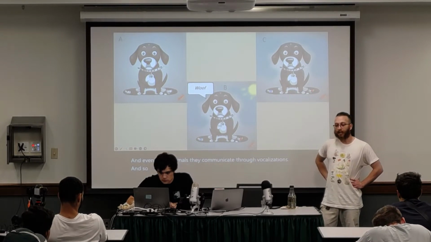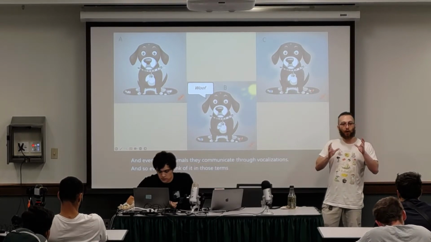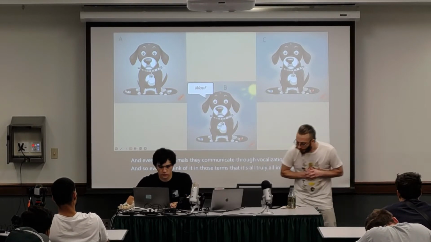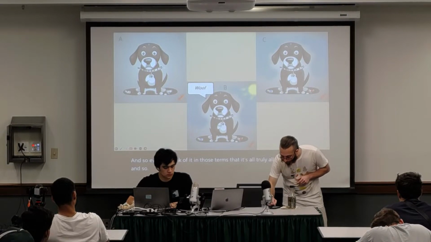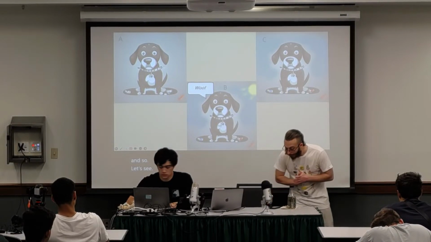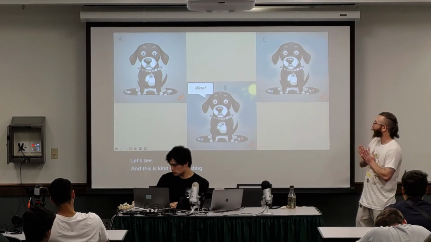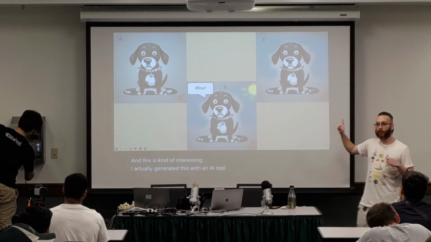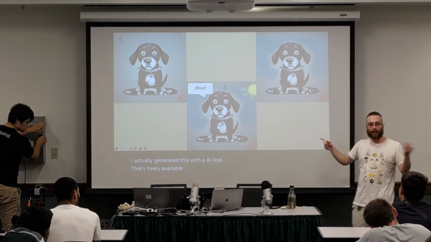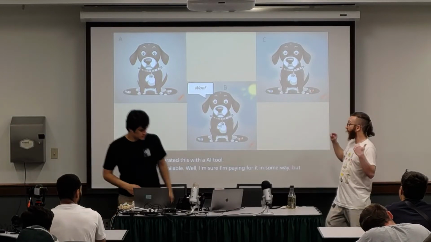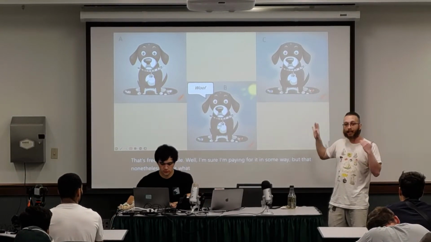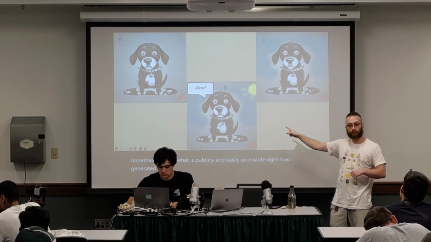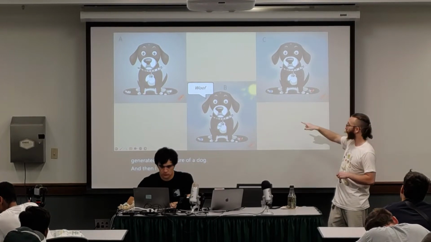And so even to think of it in those terms, that it's truly all information. And this is kind of interesting. I actually generated this with an AI tool that's freely available. Well, I'm sure I'm paying for it in some way. But nonetheless, this is what is publicly and easily accessible right now. I generated this picture of a dog, and then I went into Paint and I spruced it up.